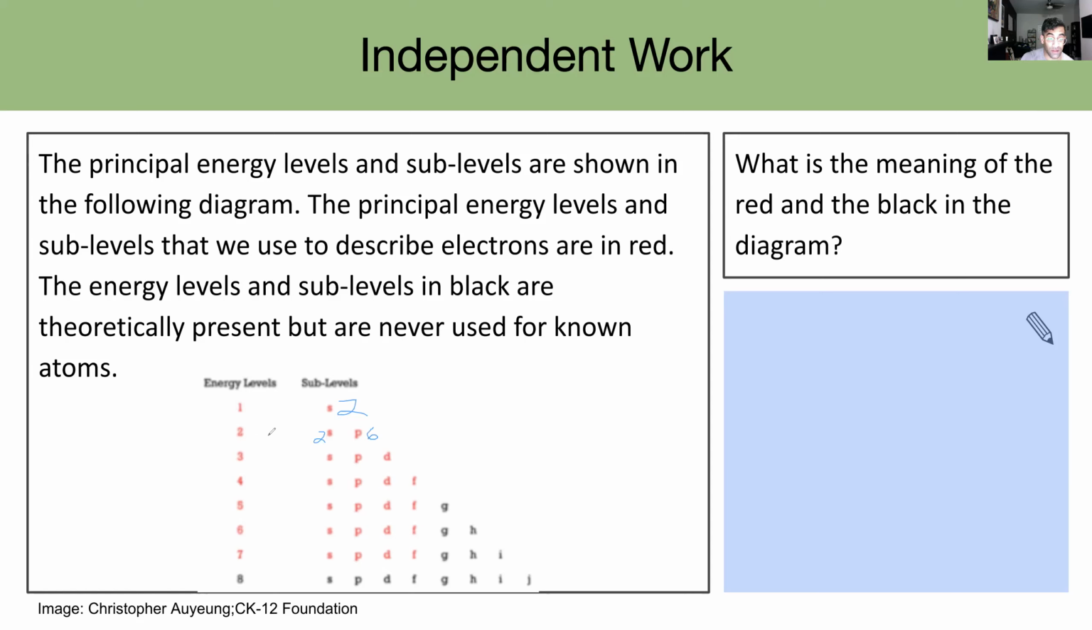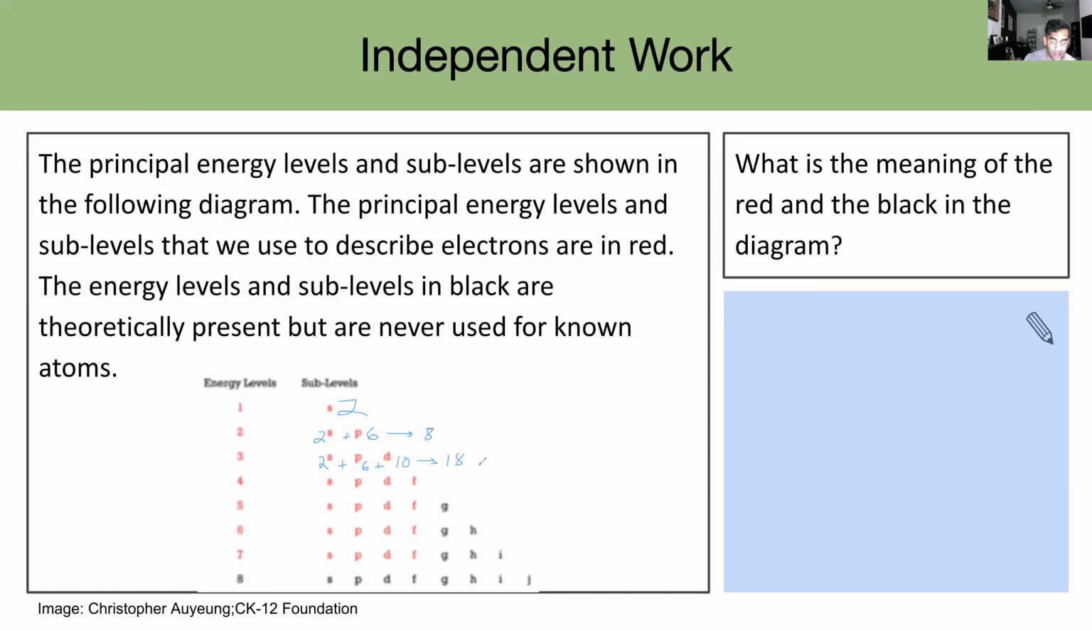And now if we think about the next level, we can have 2 in the S, we can have 6 in the P, and moving up by 4 again, we can have a total of 10 in the D, all right? And so if we add up everything in total in the second energy level, that's going to be 2 plus 6 or 8. And if we add up everything in total in the third energy level, that's going to be 2 plus 6 plus 10 or 18. All right.